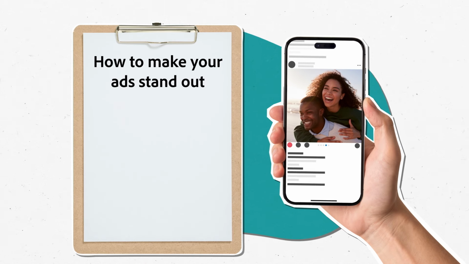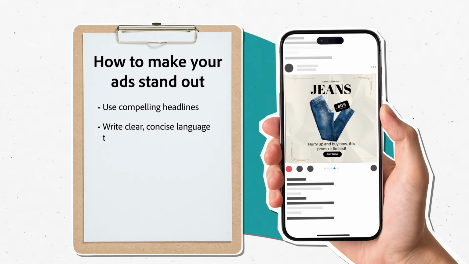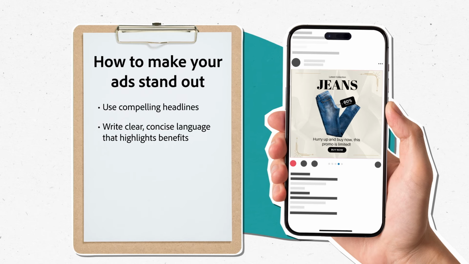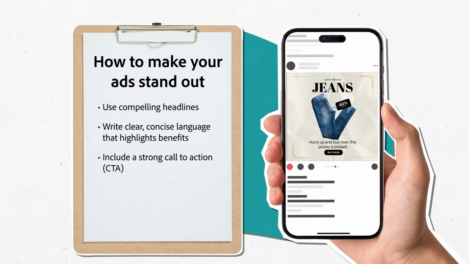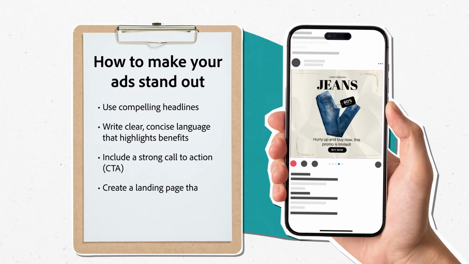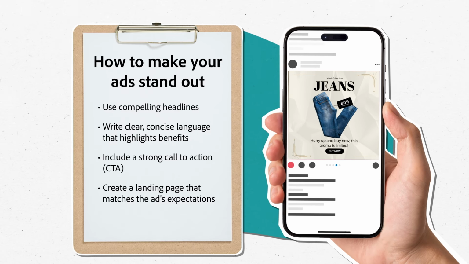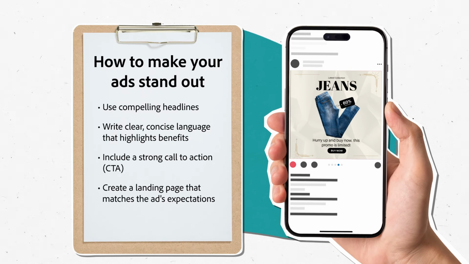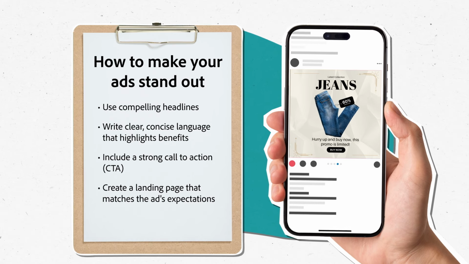How do you make your ads stand out? Use compelling headlines, write clear, concise language that highlights benefits, and include a strong call to action, or CTA. Pro tip: create a landing page that matches the ad's expectations. For example, if your ad promotes a specific product, the landing page should take users straight to it, not to your homepage.